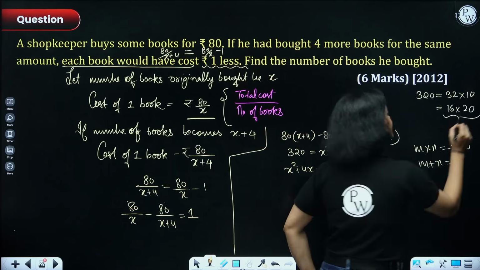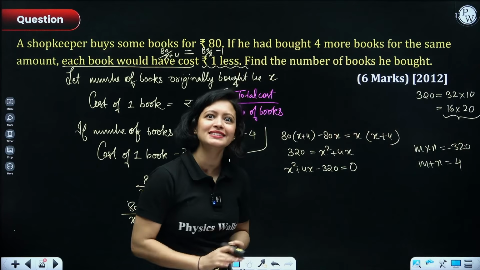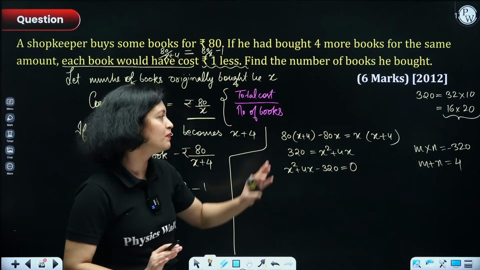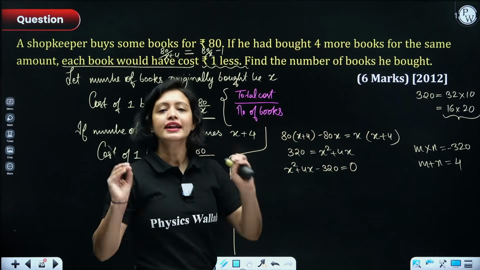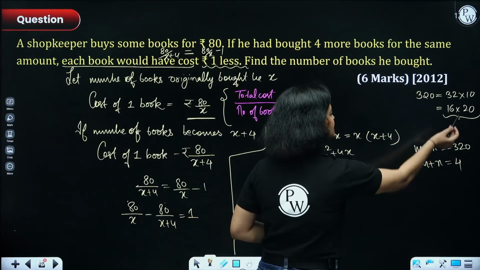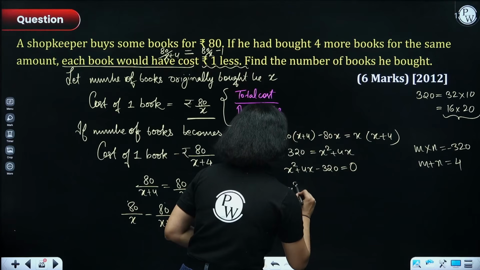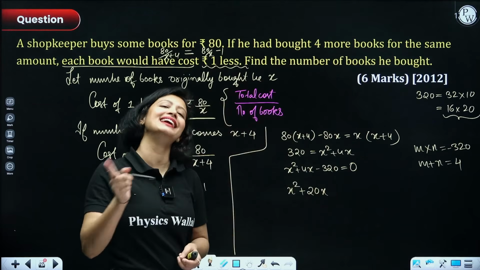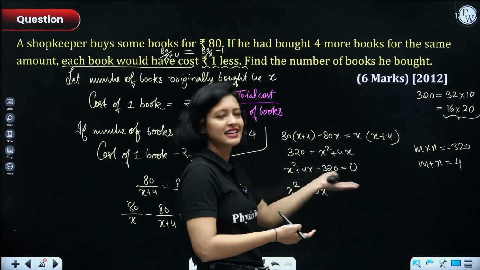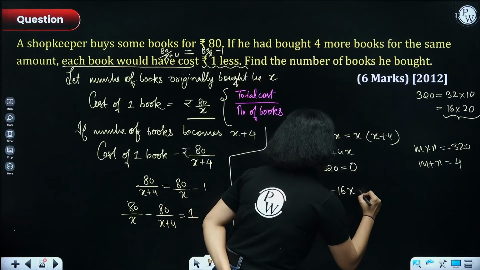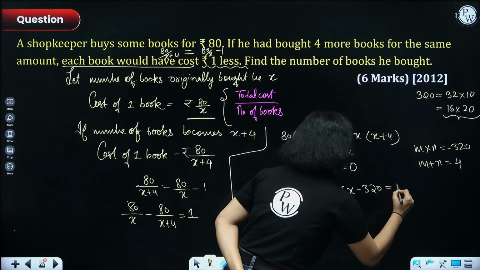Now guys, 20 minus 16 is 4, right? The difference is 4. So this is the answer. We just need to now think about the signs. I should get positive 4 as the answer. So that means 20 will be taken as positive and 16 would be taken as negative. Only then 20x minus 16x would be 4x, right? So x square plus 20x minus 16x minus 320 is equal to 0.